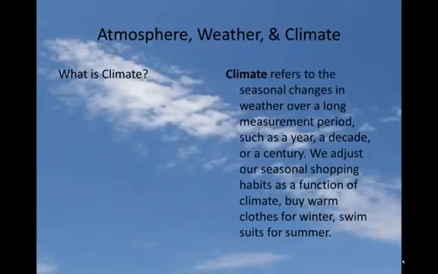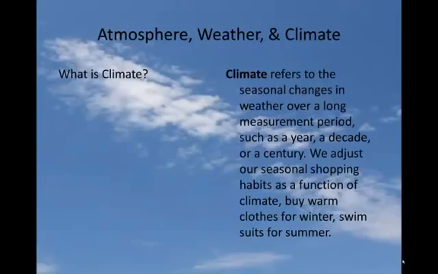Climate refers to the seasonal changes in weather over a long measurement period, such as a year, a decade, or a century. We adjust our seasonal shopping habits as a function of climate. We buy warm clothes for winter, swimsuits for the summer.